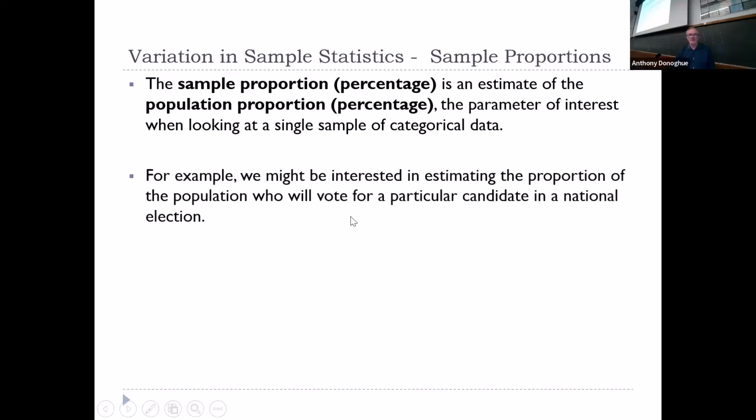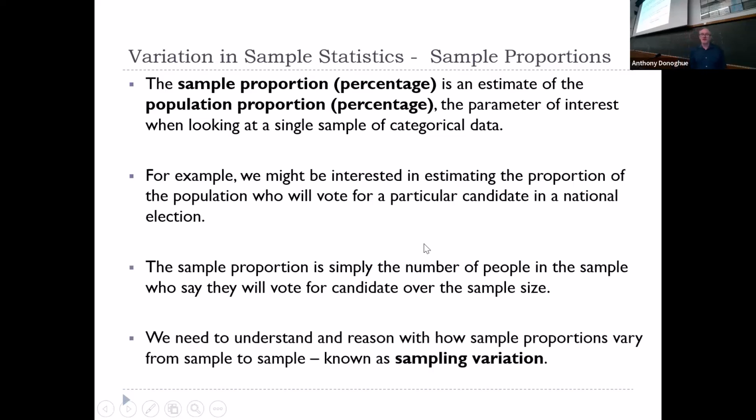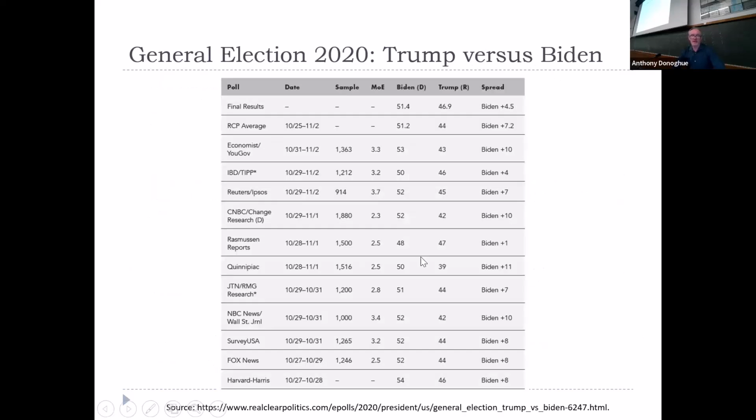So you might be interested in the proportion of the population who would vote for a particular candidate in a national election. And so the sample proportion is simply the number of people in the sample who say they will vote for the candidate over the sample size. Okay, so that's your sample statistic. We're learning to understand how to reason with sample proportions from sample to sample. Again, it's sampling variation is what we call that. Reasoning with the variation in sample statistics from sample to sample. You all agree that sample statistics vary from sample to sample.